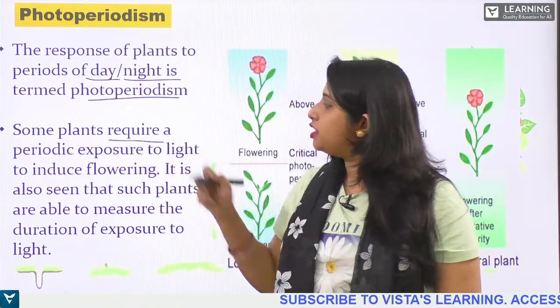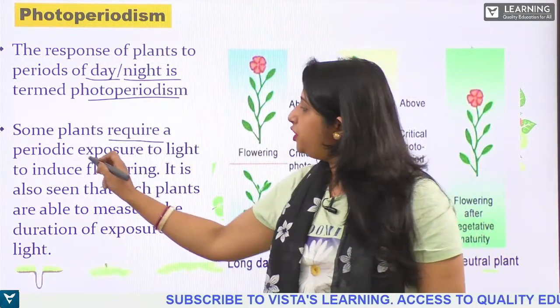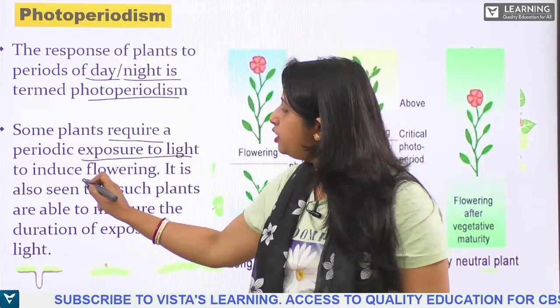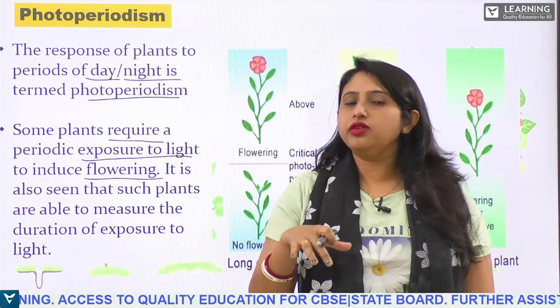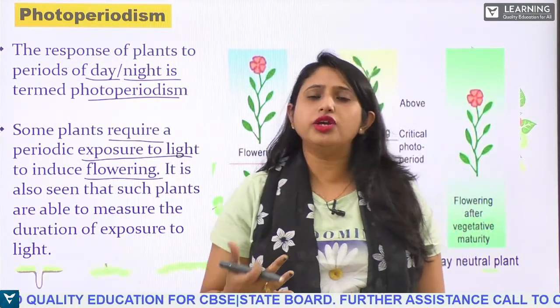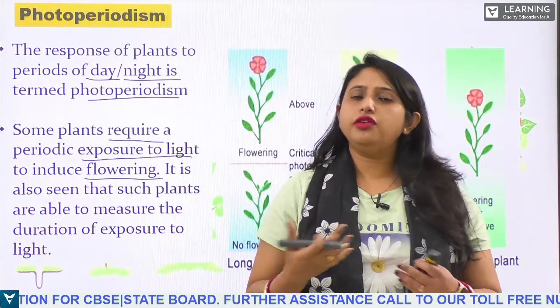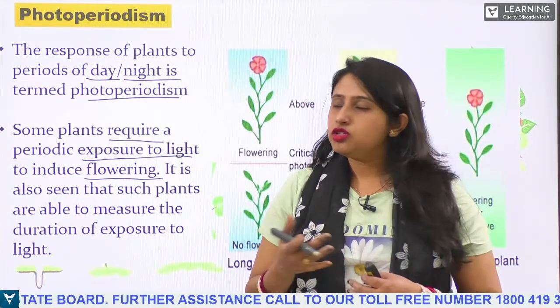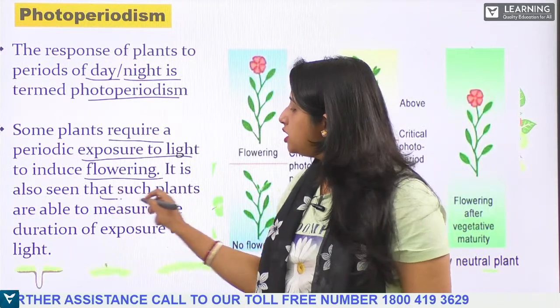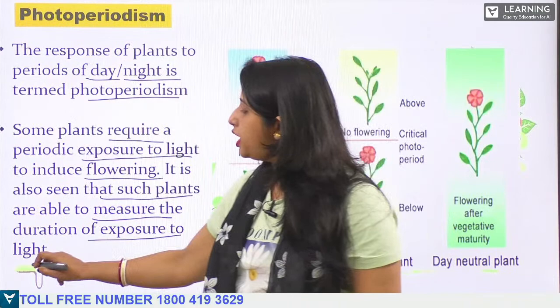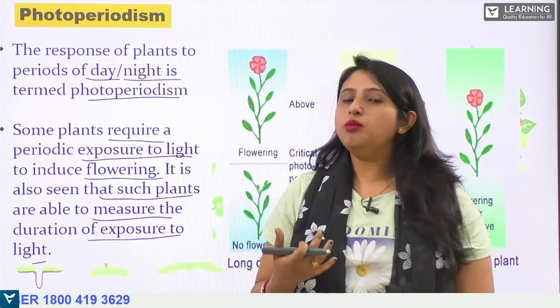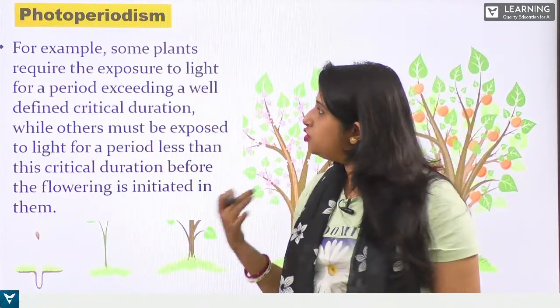Some plants will require periodic exposure to light to induce flowering. Some plants require more light to induce flowering, whereas some plants do not require much sunlight. It is also seen that such plants are able to measure the duration of exposure to light. So some plants require more light, whereas some plants do not require.